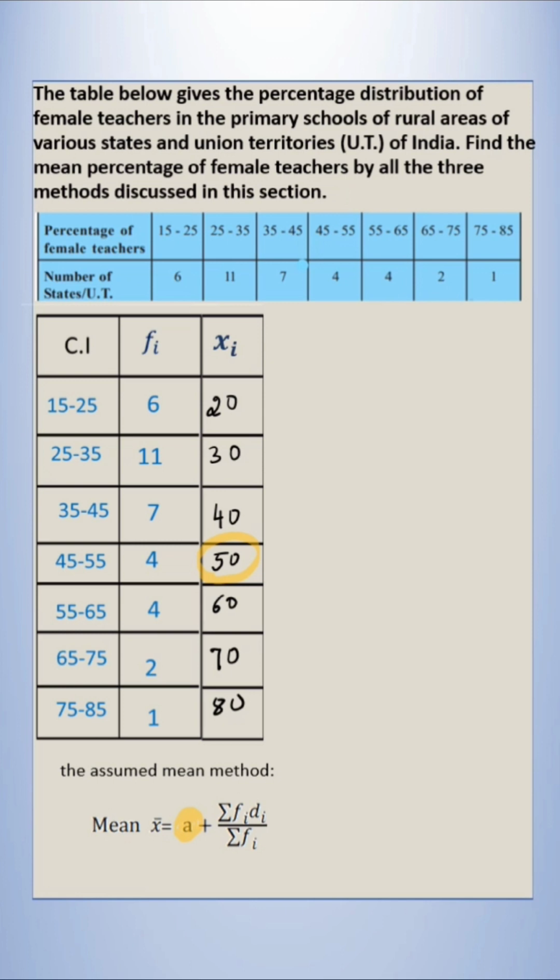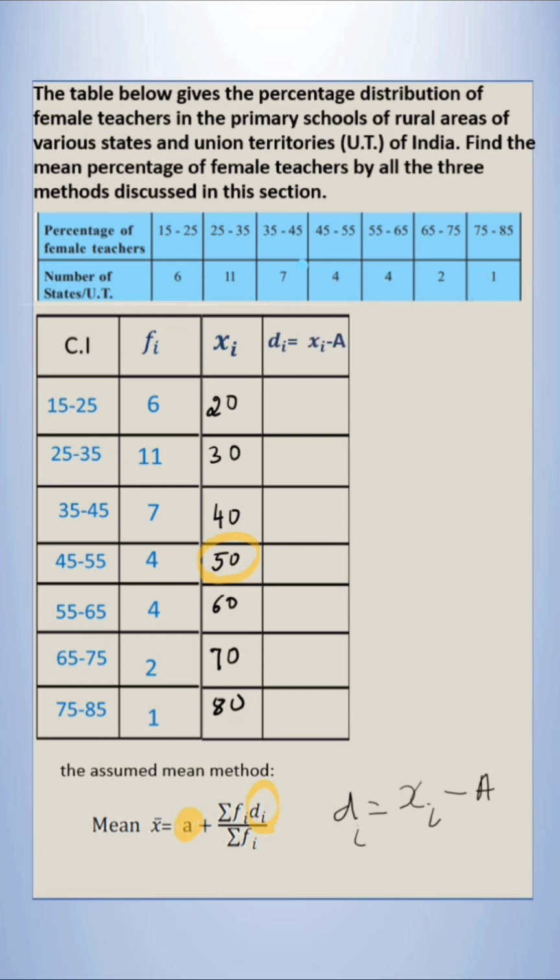Here what is d? Di is equal to xi minus A. So now let us create a column for di, which is equal to xi minus A. Here A is 50, xi is 20. 20 minus 50. This is minus 30. 30 minus 50.